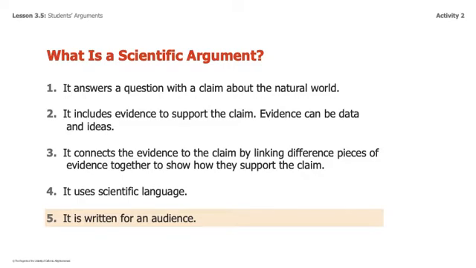Just to refresh on what a scientific argument is, number 1, it answers a question with a claim about the natural world. Number 2, it includes evidence to support the claim. In this case, you can use the evidence cards or anything else that you learned from any of the modeling tools or from the sim or from any of our books, especially the one that you guys read yesterday. 3, it connects the evidence to the claim by linking different pieces of evidence together to show that they support the claim. 4, it uses scientific language. And 5, it is written for an audience.